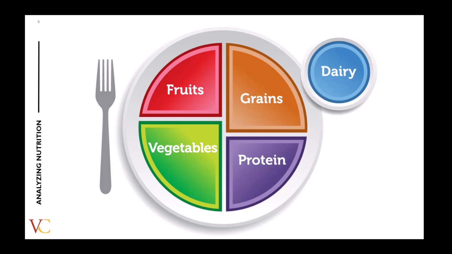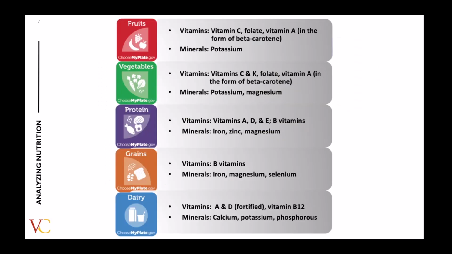That's why I like to refer back to MyPlate. Each food group contains foods with specific nutrients. So we were just looking at fish, which is in the protein group. Those foods are more likely to have higher amounts of vitamins A, D, E, the B vitamins, iron, zinc, and magnesium. Notice there is no calcium listed. That's because dairy is our main contributor of that mineral.